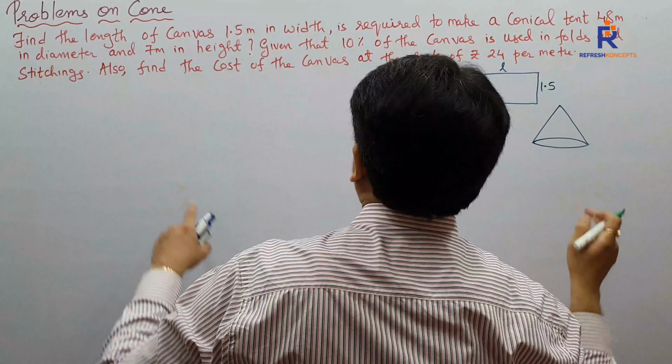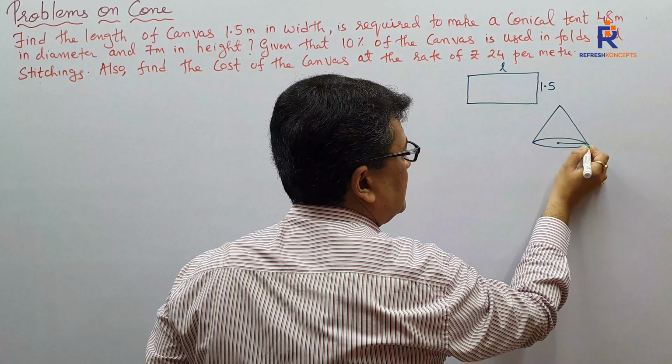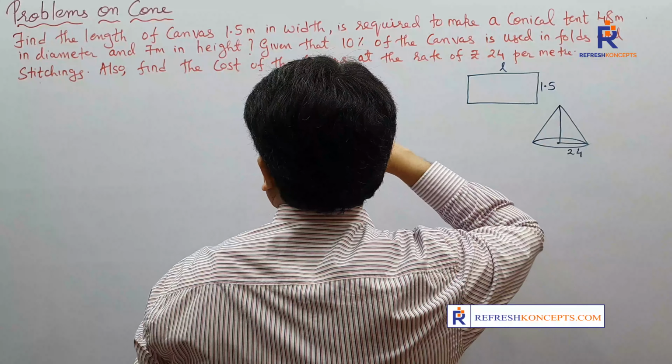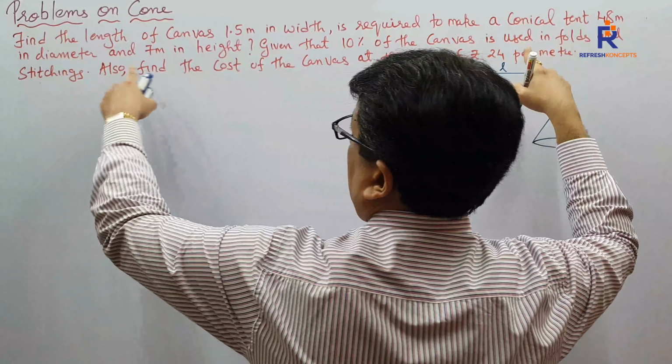The diameter is 48. So can I say the radius is 24? The height is given to me as 7.